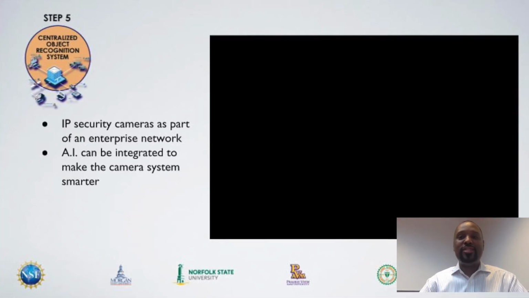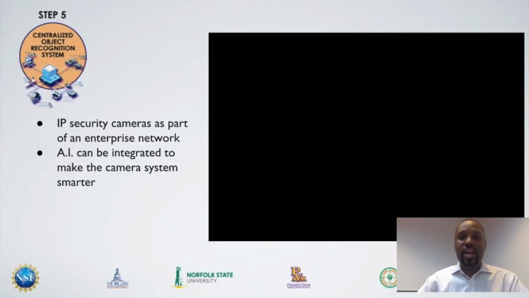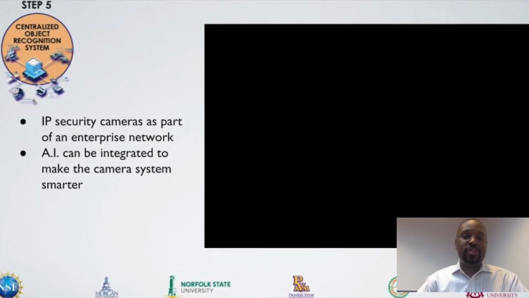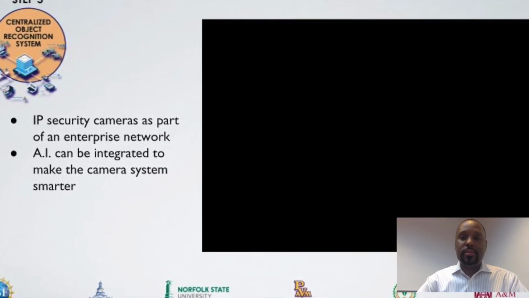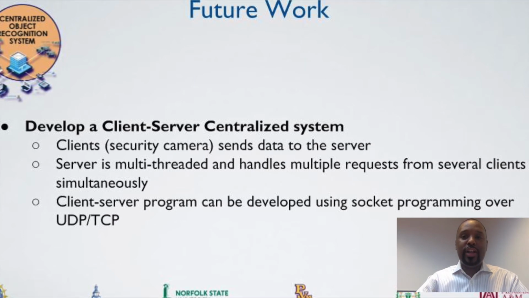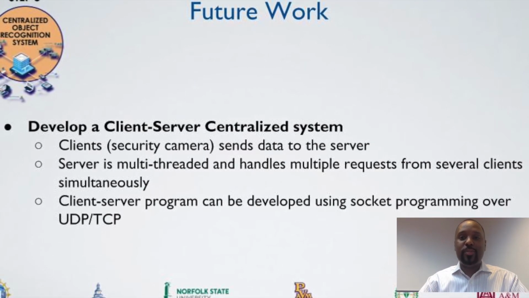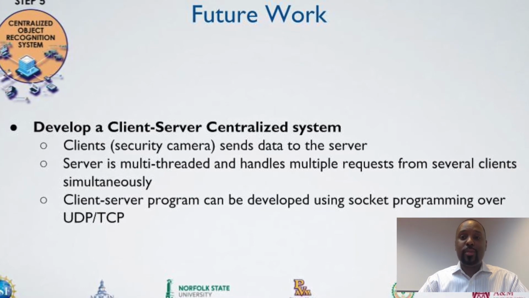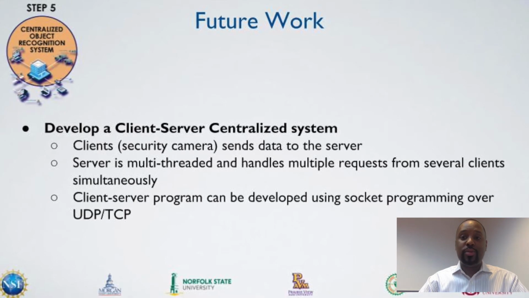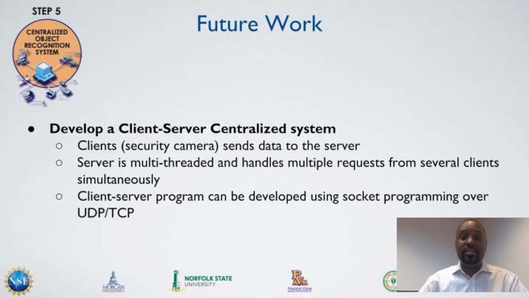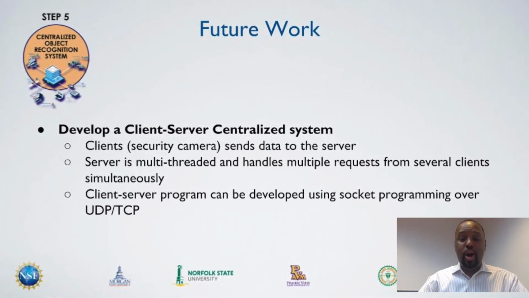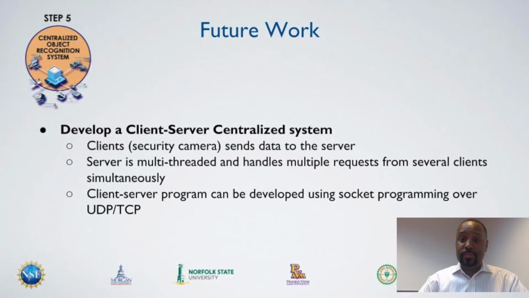Network design for a centralized system would utilize IP security cameras as part of an enterprise network. AI can be integrated to make the camera system smarter. For future work, we would develop a client-server centralized system. Clients, or the security cameras, would send data to the server. The server is multi-threaded and handles multiple requests from several clients simultaneously. The client-server program can be developed using socket programming over UDP or TCP.